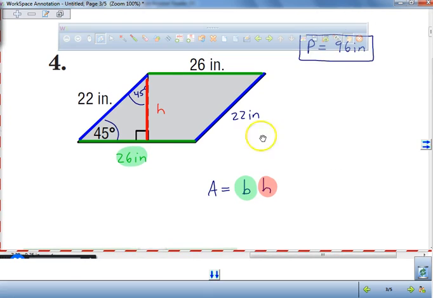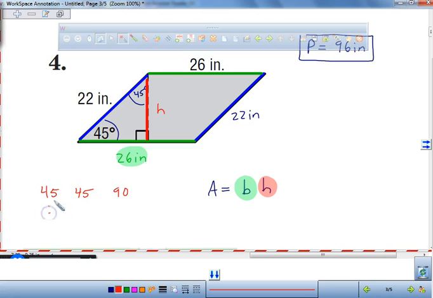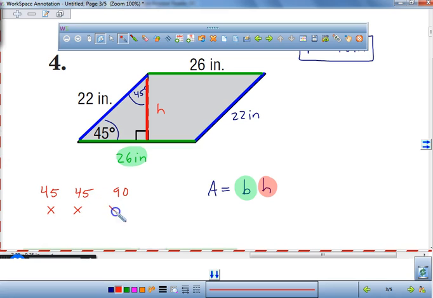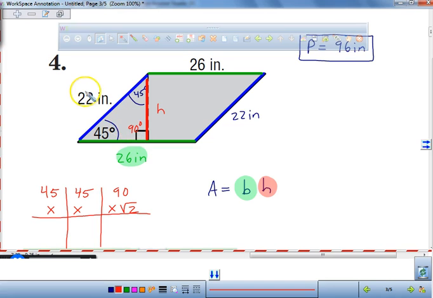Now what kind of triangle are we dealing with? 45, 45, 90. So we're going to write 45, 45, 90, x, x, x radical 2. If you haven't seen the 45, 45, 90 triangle, I'm talking about this triangle right in here. Now, what side was given to us? The side that was across from the 90-degree angle. So you're going to put a 22 right there.